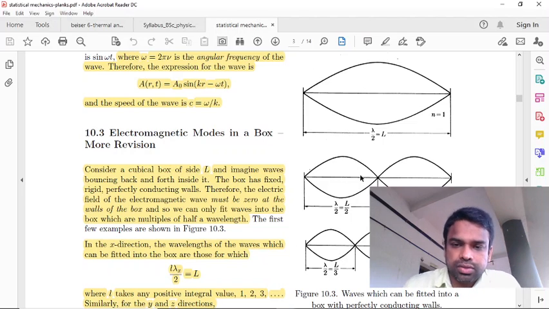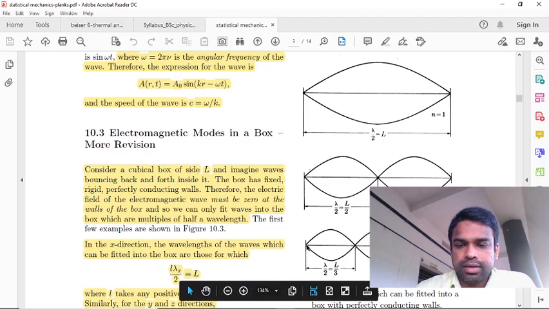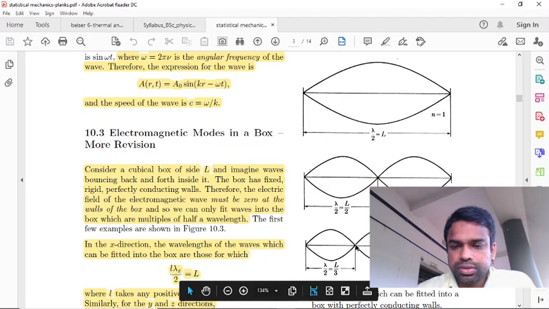If it has two amplitudes in the same box, the wavelength is L. That is lambda by 2 is L by 2, that is lambda is L. Here lambda is 2 by 3 L. If the number of nodes is 2 here, the number of nodes is 3.